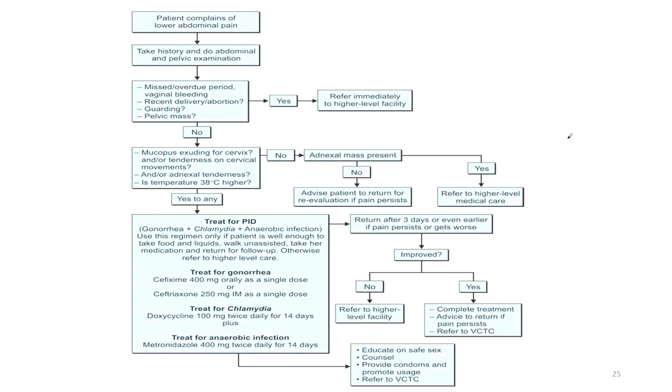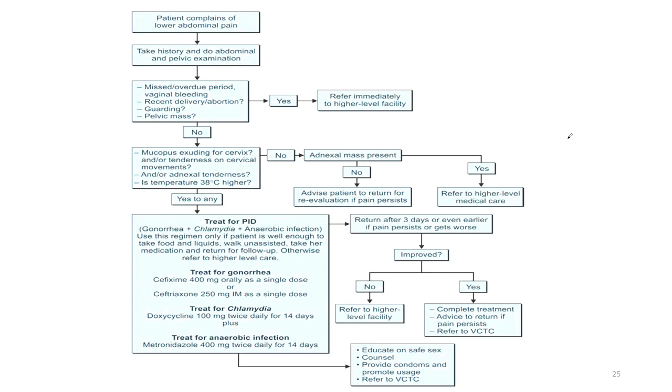If there is a history of mucopus exuding from the cervix and/or tenderness on cervical movement and/or adnexal tenderness, or the temperature is higher, then treat the patient for pelvic inflammatory disease. That means treat the patient for gonorrhea, chlamydia, and anaerobic infection. The patient is asked to return after 3 days, or even earlier if pain persists or gets worse.